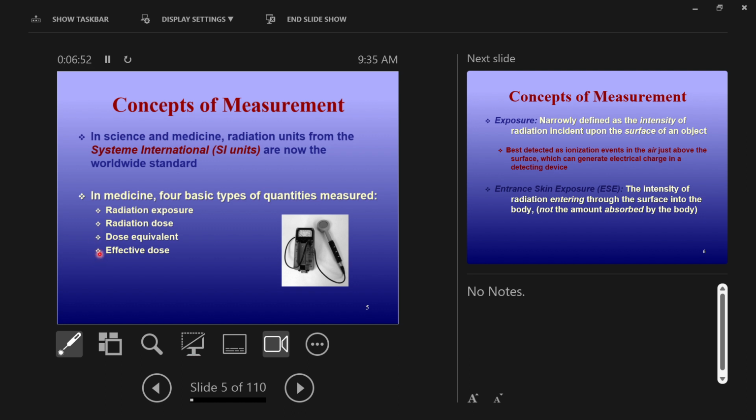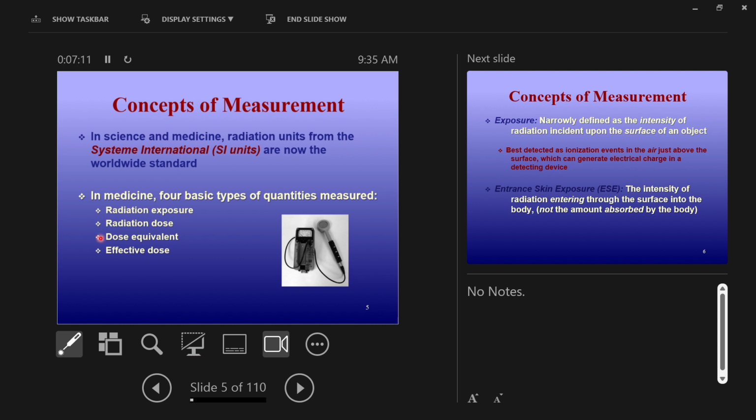Effective dose takes the first 3 into account. So you notice each one is taking the previous one into account, right? Exposure is taken into account with dose. You need to be exposed to radiation before you receive a dose of it, right? Once you receive a dose of it, if you tell me what kind of radiation it is, I can tell you how harmful it was.